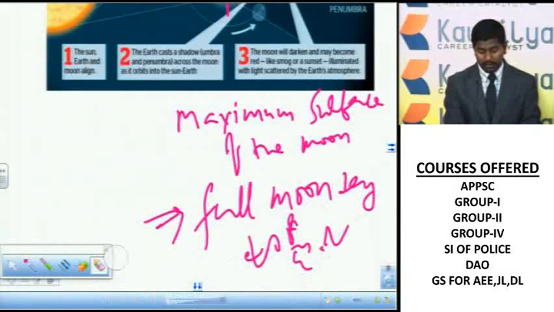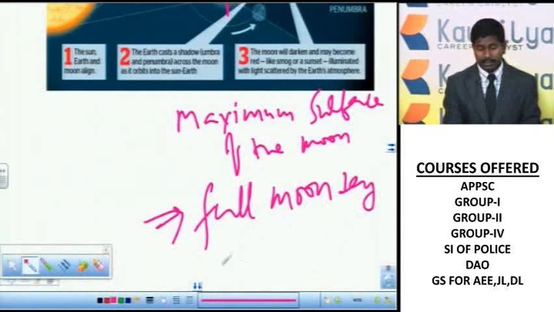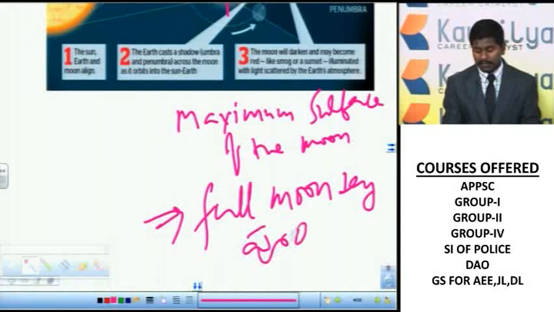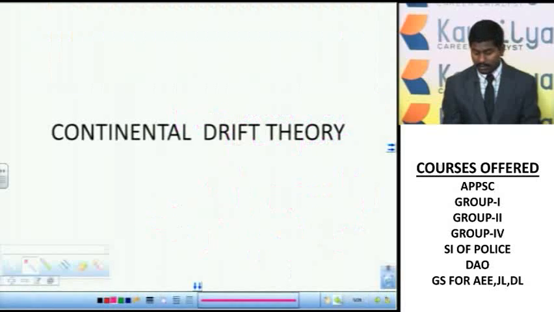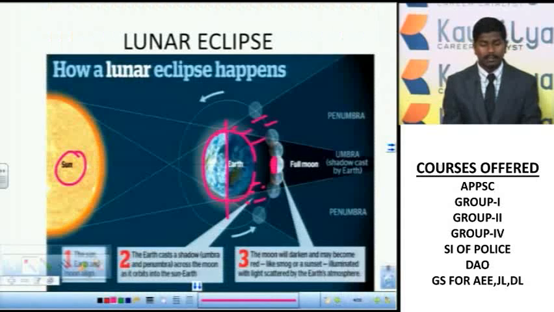So that is how the day of a solar eclipse results in a new moon day, and the day of a lunar eclipse results in a full moon day. Whether it is a partial lunar eclipse or total lunar eclipse, ultimately it results in a full moon day or Purnima. Remember, right? So that is what happens in the case of lunar eclipse and solar eclipse. With that, the results of the earth's revolution are over.